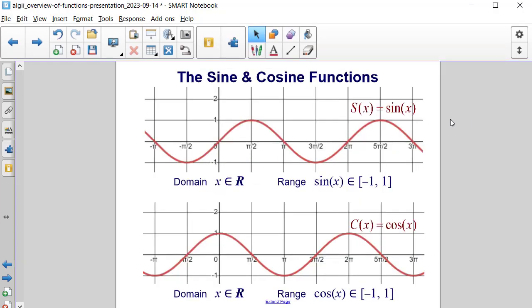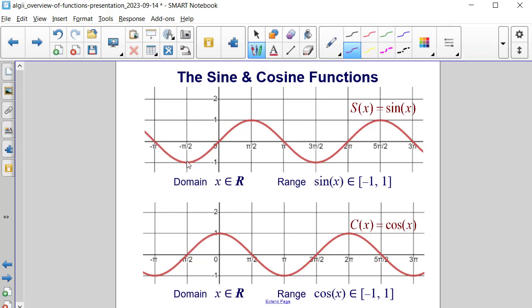The next two parent functions are the sine and cosine functions. And both of these trigonometric functions oscillate between negative 1 and positive 1 for our y values, and they are included because if, for example, you take the sine of negative pi over 2, you get negative 1 as your output. And similarly, if you take the sine of pi over 2, its value is positive 1.